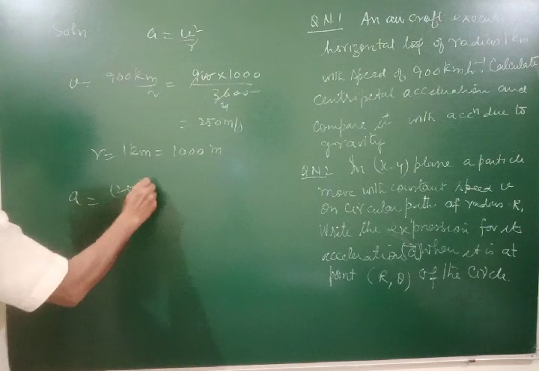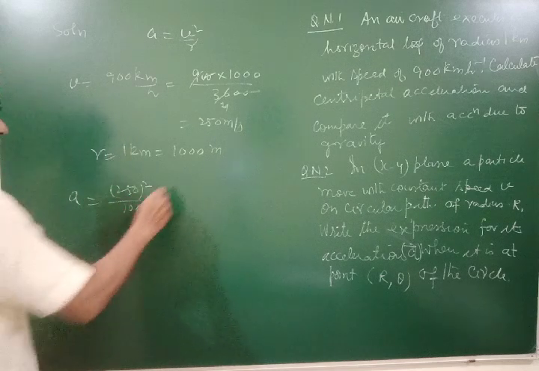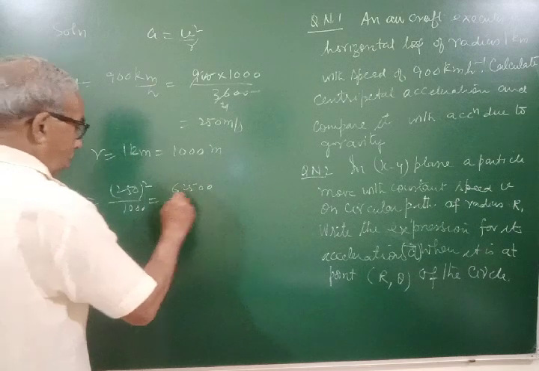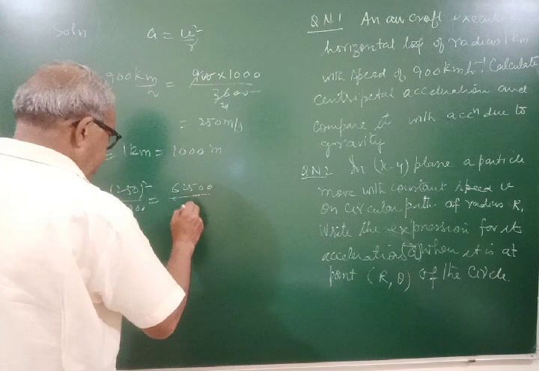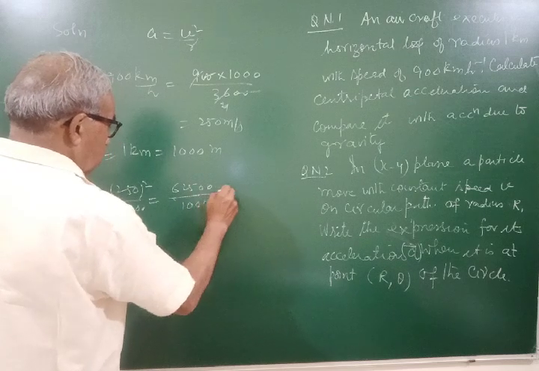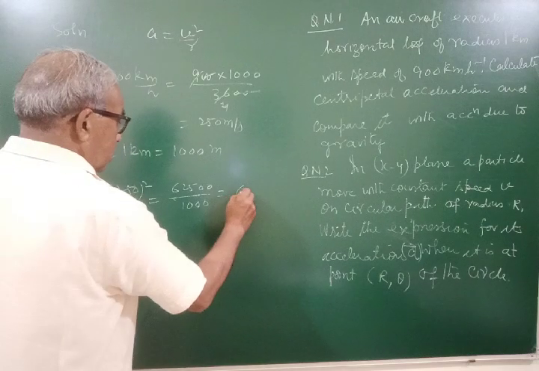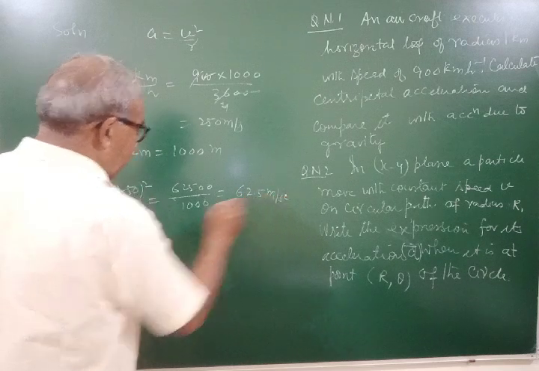So a equals 250 square upon 1000. This square is 62500 upon 1000. So how much does it come out? 62500 upon 1000 gives 62.5 meter per second square.